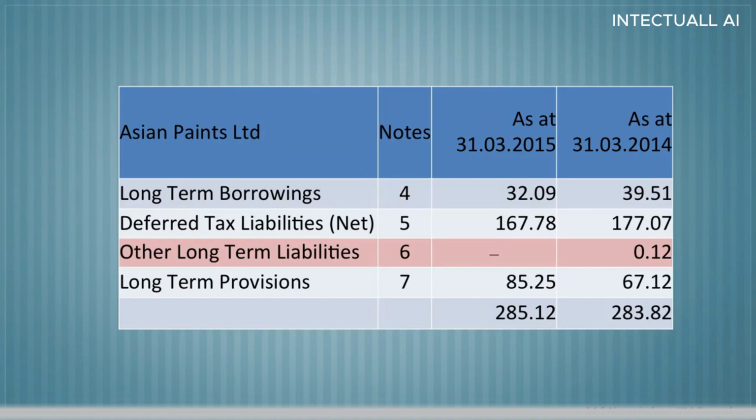The third item is other long-term liabilities. It includes amounts collected from dealers and other customers. They are repayable when the dealers terminate the contract.